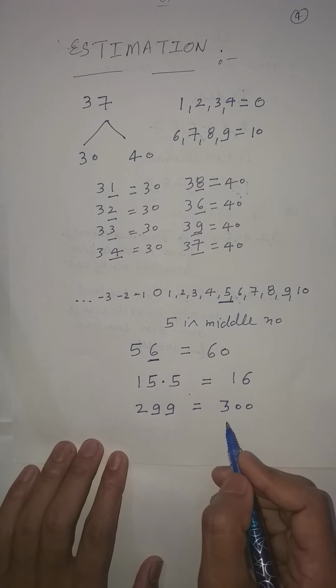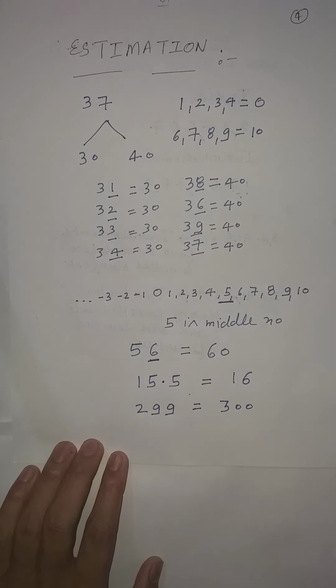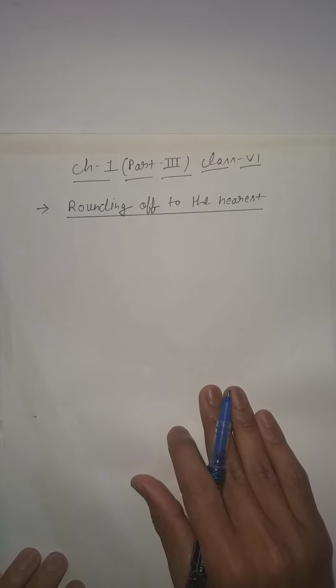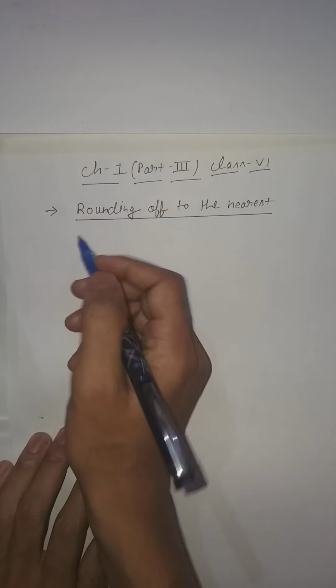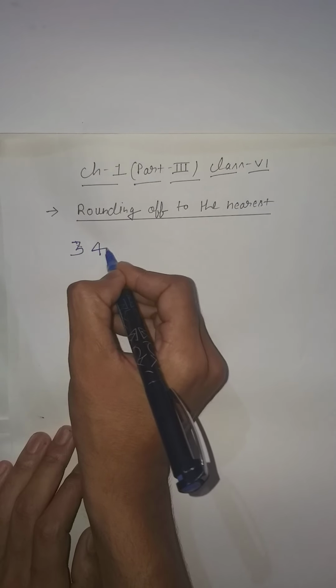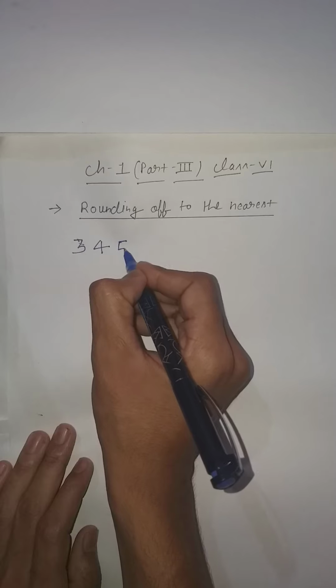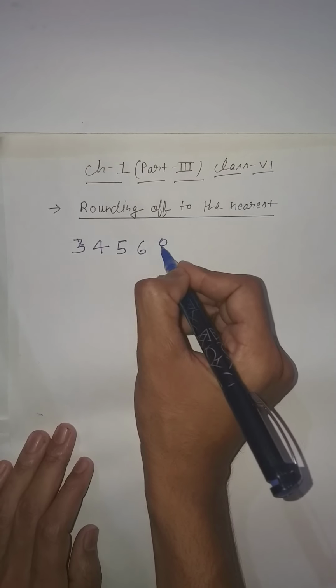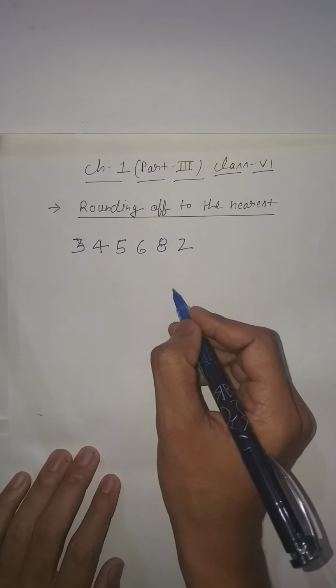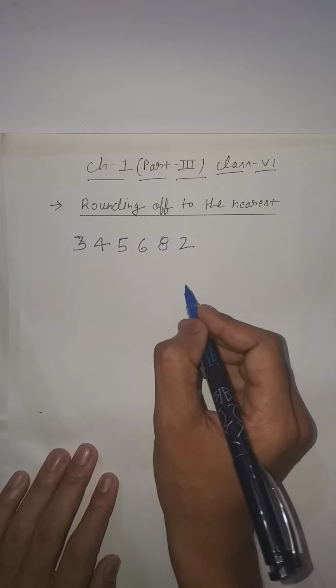Now today we will discuss estimation and rounding off to the nearest. Our next topic is rounding off to the nearest. Now for this I will take one example. Let us write down a number: 3, 4, 5, 6, 8, 2. Okay, now you can estimate this number in many ways.